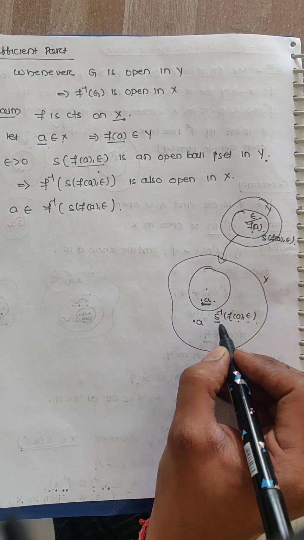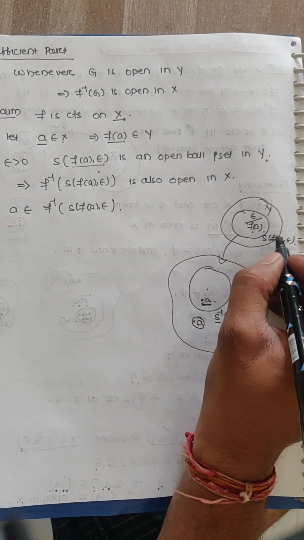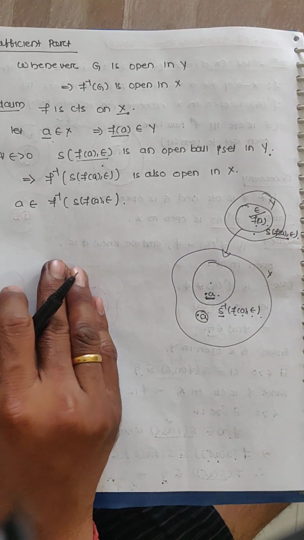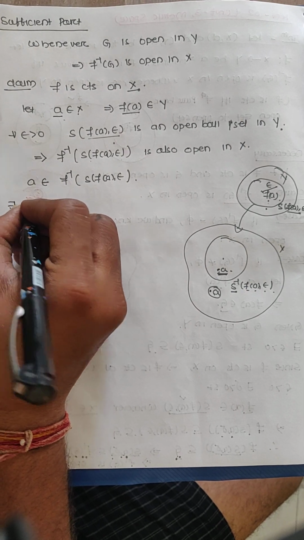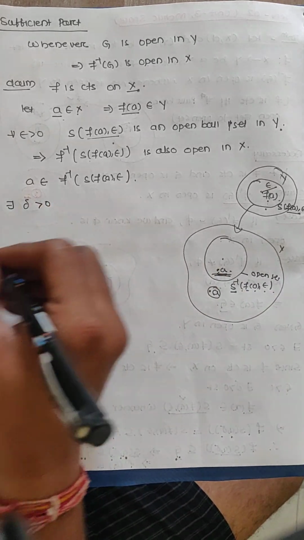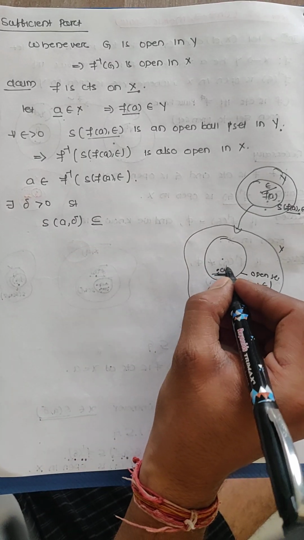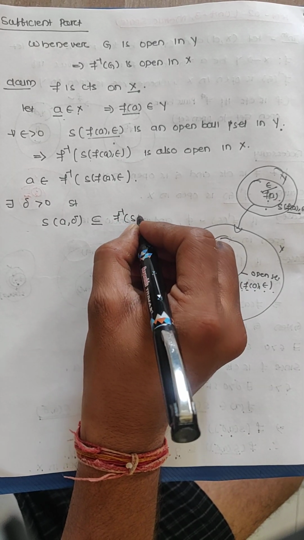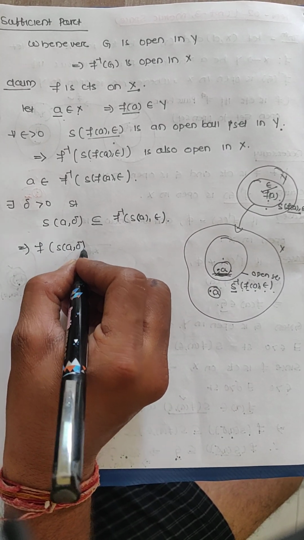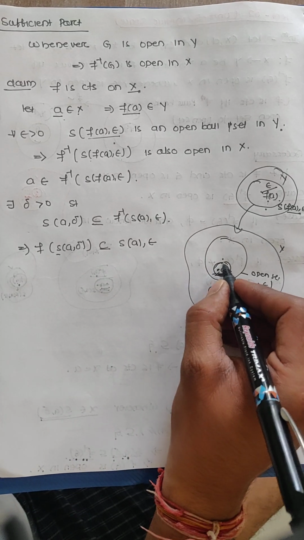So one more claim: A must be in this ball, because if it were outside, f of A could not fall inside, since f of A is the center of the ball, so it would be outside. So definitely A is in the inverse image. Since this is also an open set, there exists a delta such that S of A delta is contained in f inverse of S of f of A epsilon. This implies f of S of A delta is contained in S of f of A epsilon. So the image of this ball is contained in this ball.